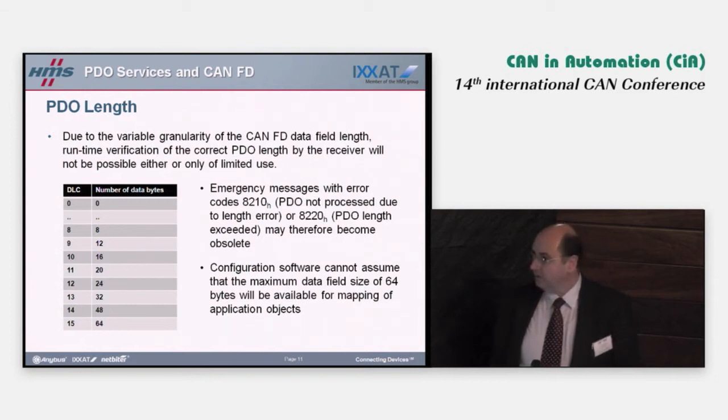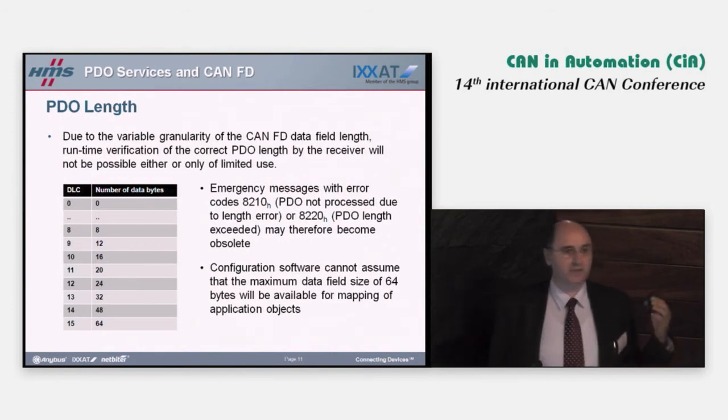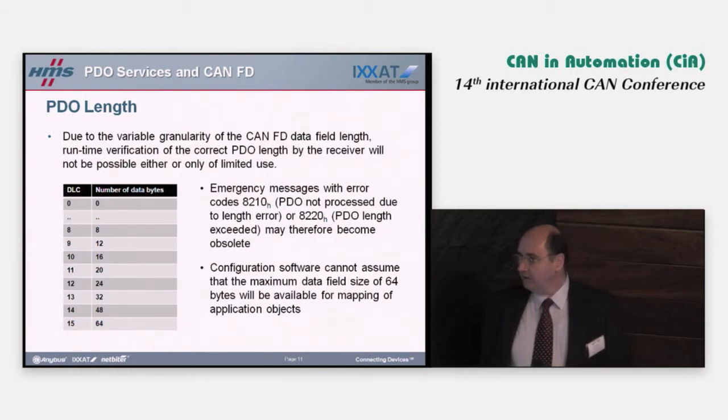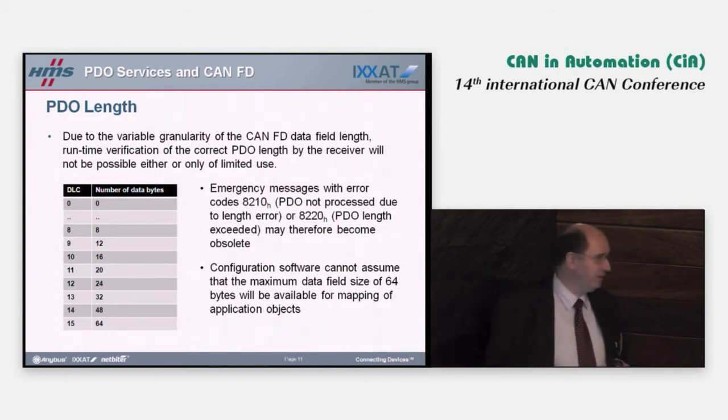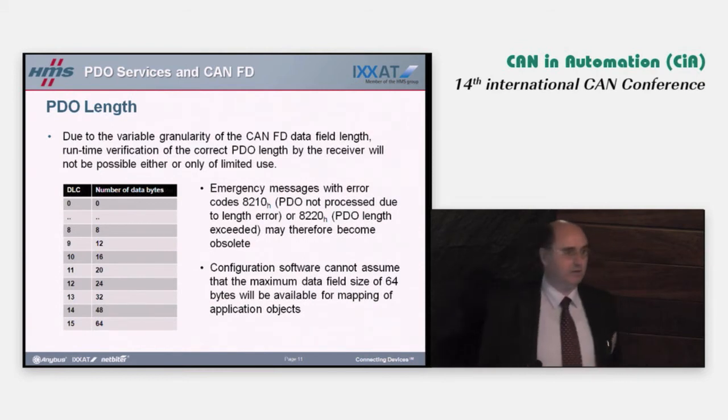This is not possible anymore, unfortunately, because we have different granularities of the PDO. Everything works fine up to 8 bytes and then 9, 10, 11, 12. But for example, if I have configured a PDO on the consumer side and I expect, let's say, 36 bytes of data content, and the producer is misconfigured or configured such that it only transmits 33 bytes of data content, basically what happens on the CAN FD level is that they both will use a 48-byte frame. So you cannot do this runtime detection anymore.